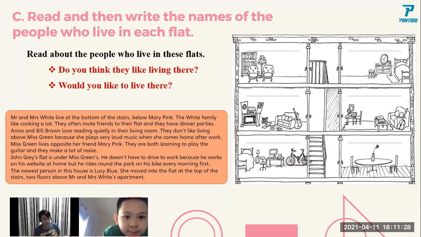Okay, good. So I want to ask you, Dwi, I'm going to give you an example already. The ones who live here are Anna and Bill Brown. Can you guess who is living in the other rooms? Where are Mr. and Mrs. White? Bottom of the stairs, left or right? Can you put them in a circle? Where is their room?